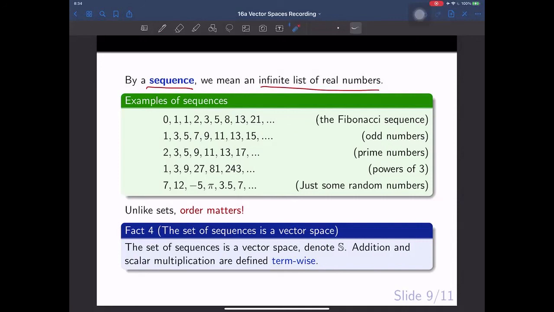The set of sequences turns out to be a vector space denoted by boldface S. Addition and scalar multiplication are defined term-wise. So the world of sequences is a world in which addition and scalar multiplication make sense. So the set of sequences is a vector space. It's yet another world where we can do linear algebra.